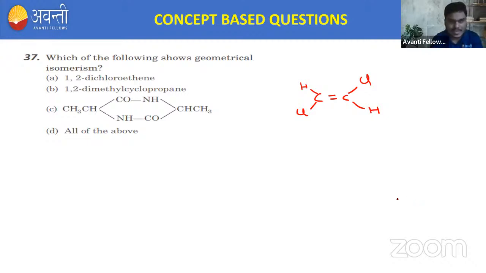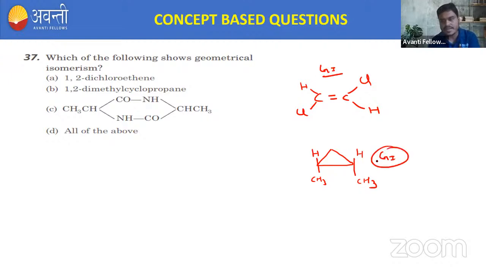The next is 1,2-dimethyl cyclopropane. How will you draw the structure? Here the structure has H, CH3 and H, CH3. This is a cyclic compound with two different groups at adjacent positions, so it exhibits geometrical isomerism. So this will show GI, right? In GI, they show cis and trans, right?